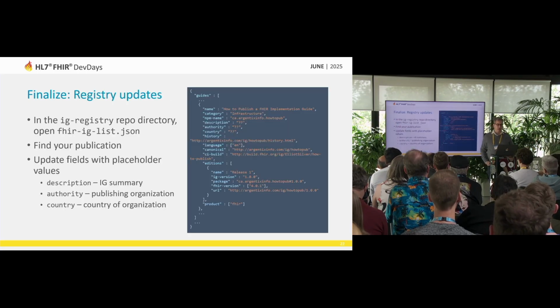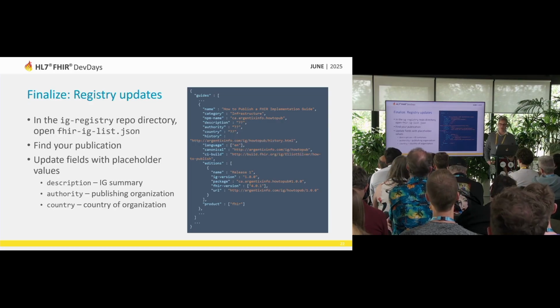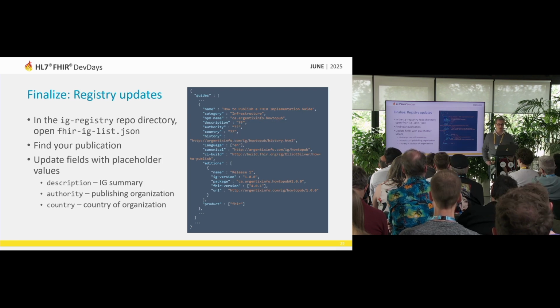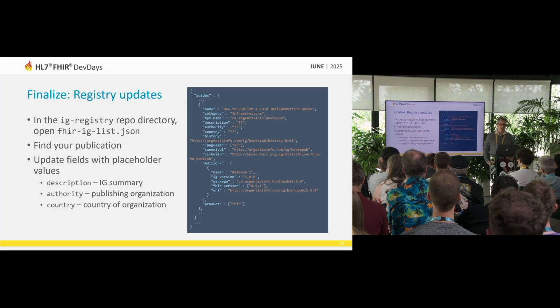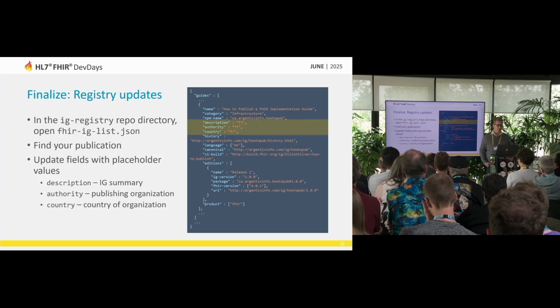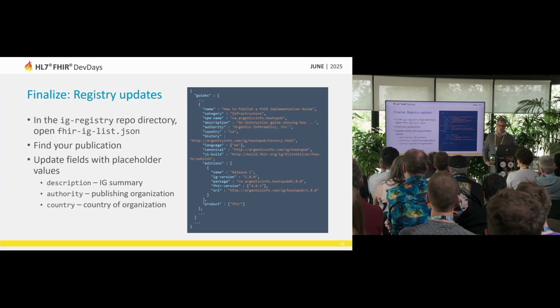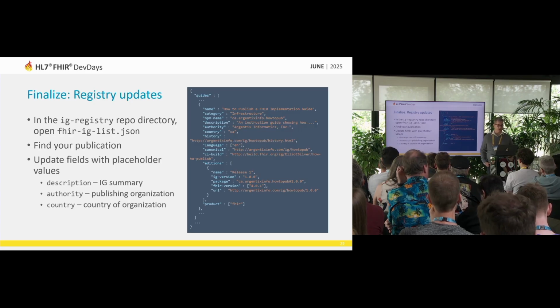Okay. In the IG registry repo, our IG would now be listed in FHIR IG list.json, filled in with information from the publication request file. Initially, the description, authority, and country elements have values of question marks, so you should replace those with something actually useful. Description's obviously a description of your IG. Authority is the organization publishing the IG, and country is where the IG applies or where the authority is located.